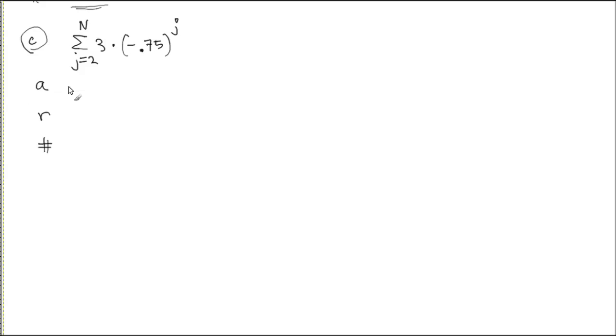So what is A here? Somebody like to volunteer for this one? What's A? 3. No, it's not 3. It's the very first term appearing when you plug these j's into this formula. 3 is already there, times negative 0.75 squared, that's right. The very first index we're trying is 2. So this is our first term. Make sense?